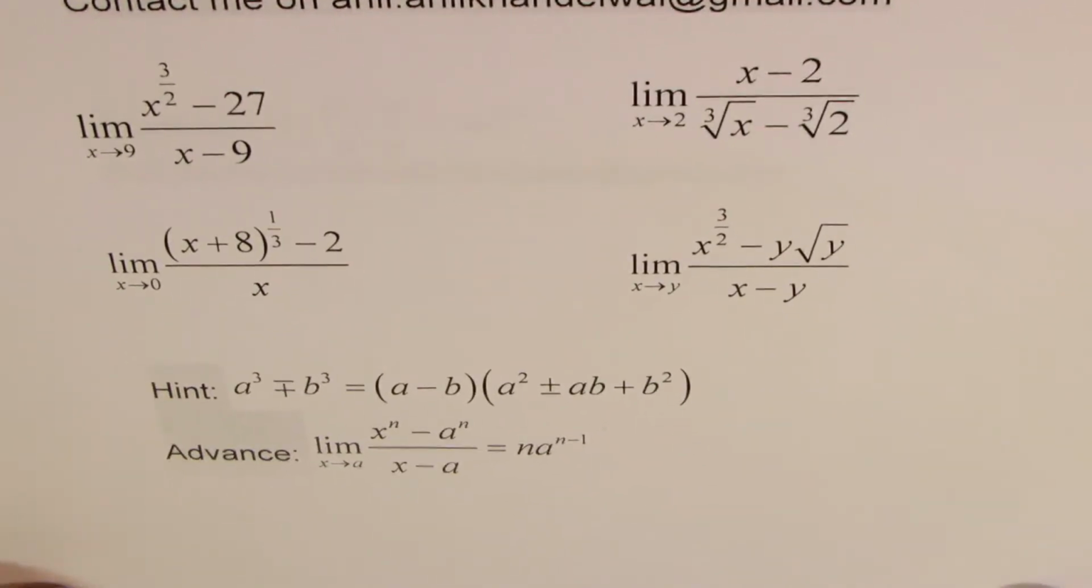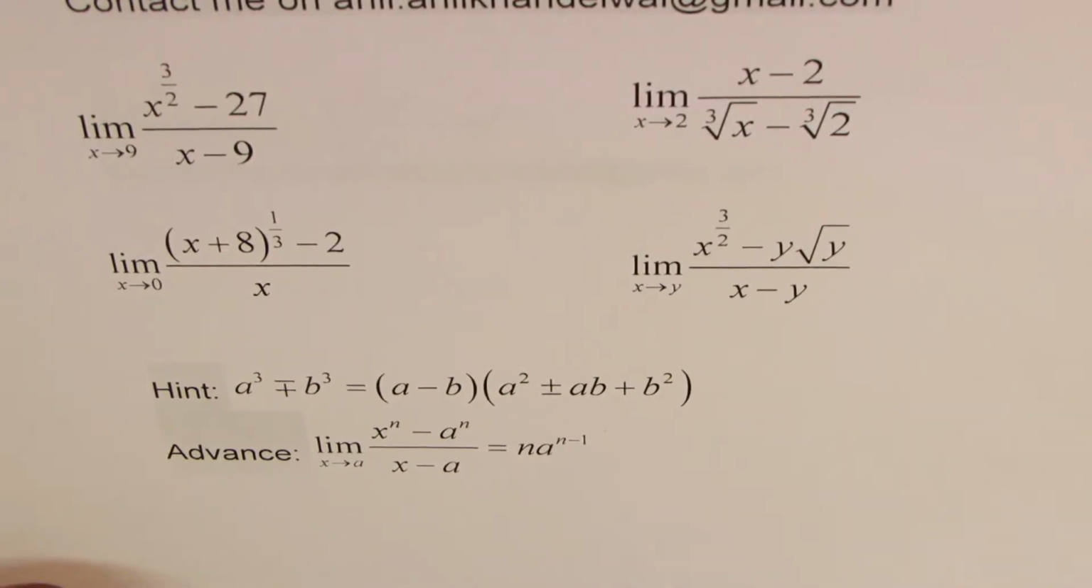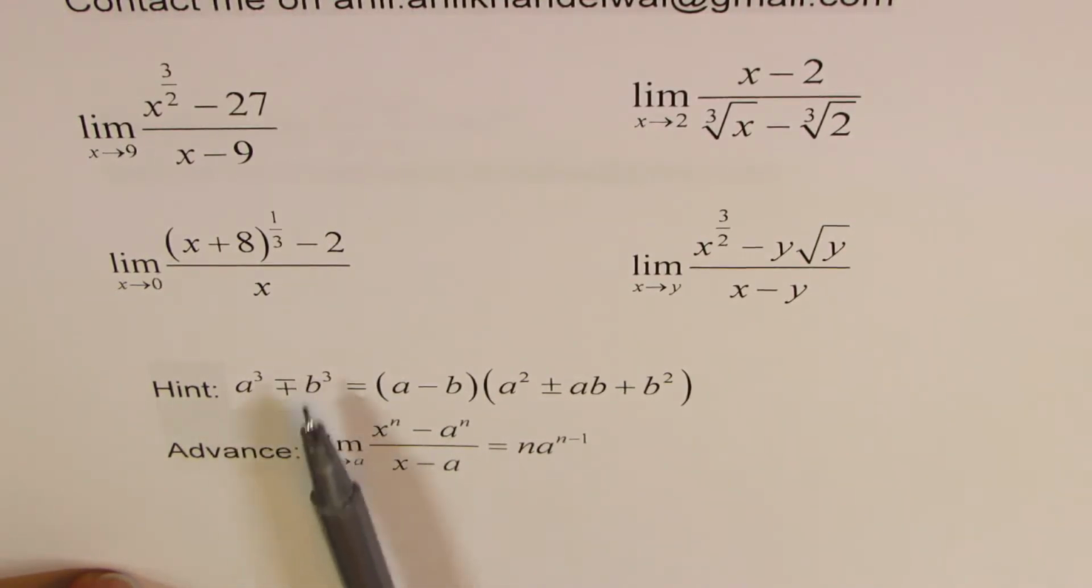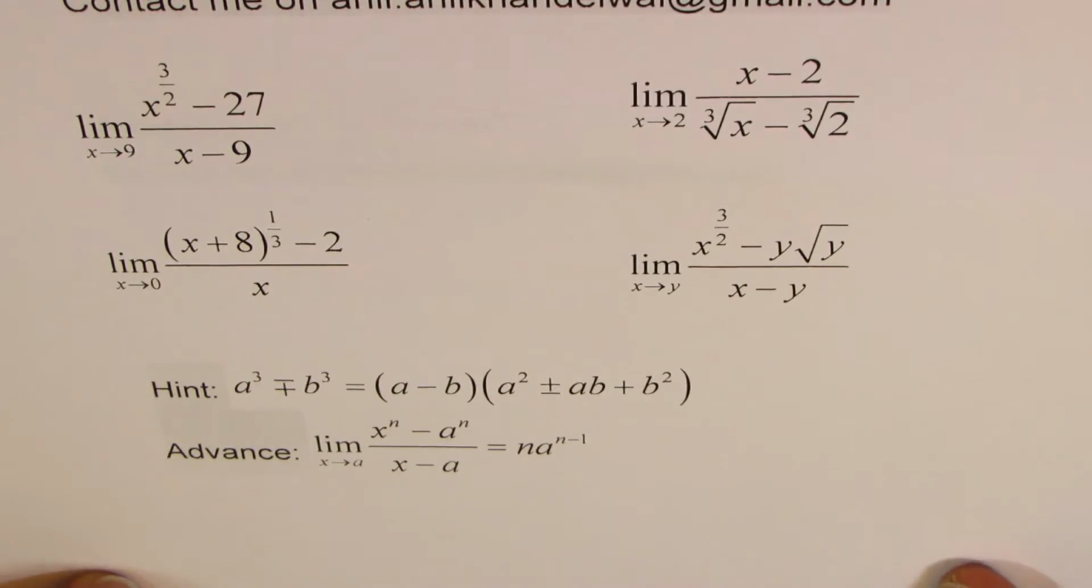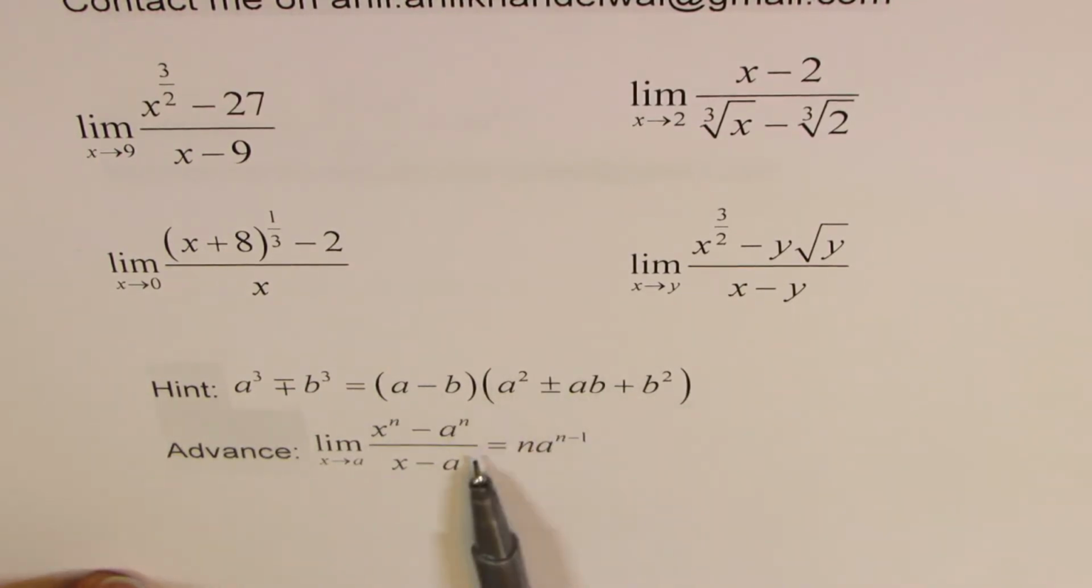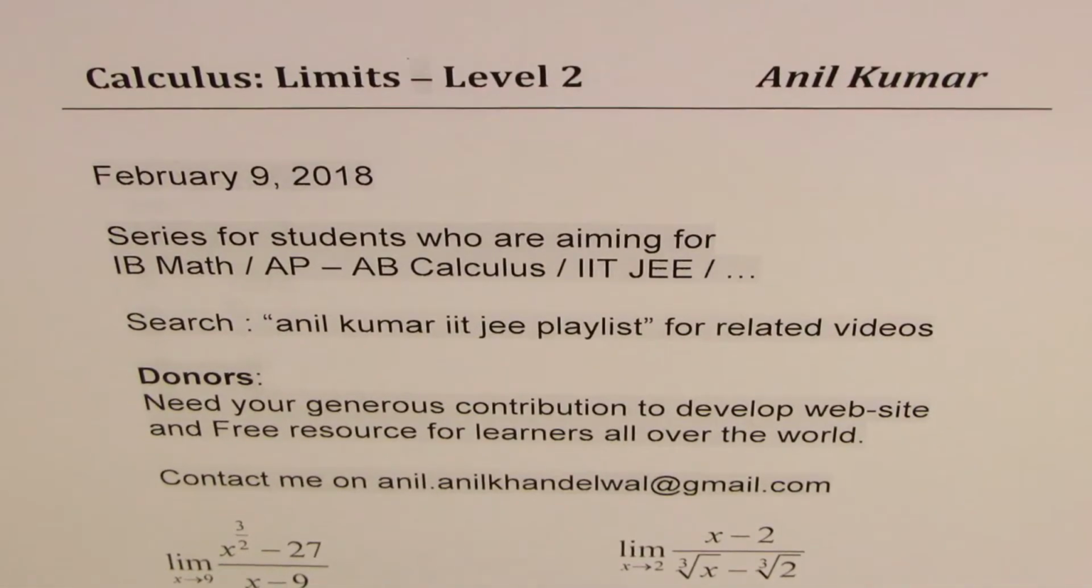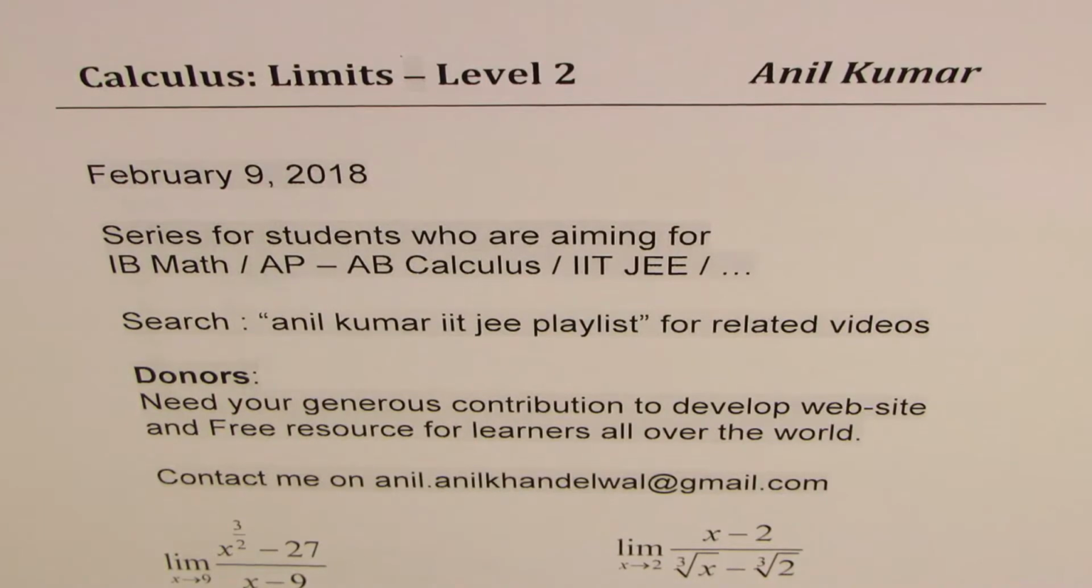Like here, we have 4 questions based on limits, and you could actually solve them by factoring. A cube minus b cube or a cube plus b cube formula can help you. Those of you who are already at an advanced level could use that limit x approaches a for x to the power of n minus a to the power of n divided by x minus a is equal to n times a to the power of n minus 1. So I'll provide you proof for all the hints which I am giving also in this series in the form of few links, right? Now doing all that on YouTube is very difficult.